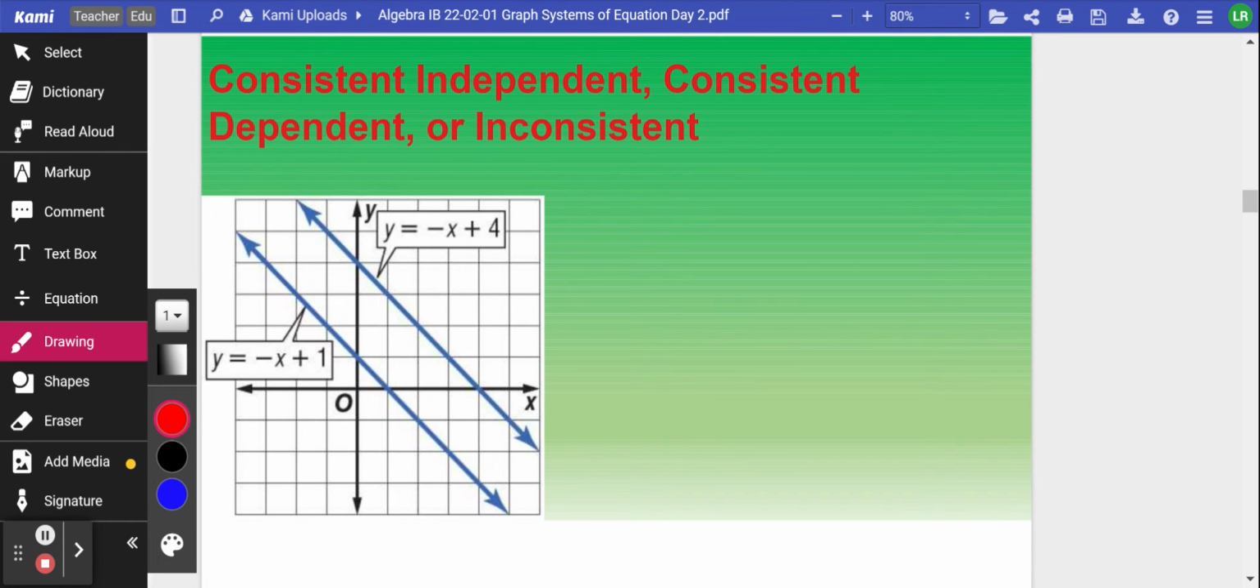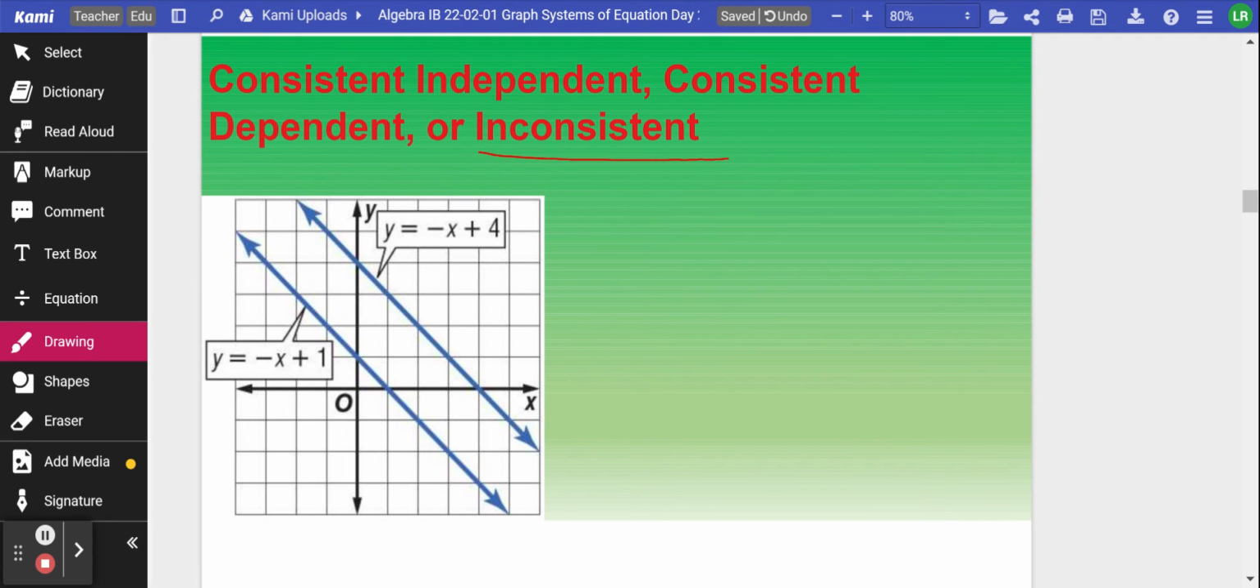So, here's the set of graphs. We decide, is this consistent independent, consistent dependent, or inconsistent? So the first thing I look at is, on my graph, do these lines cross ever? And they're parallel lines, so no, they're not going to cross. So this is going to be no solution as an answer, and this would be an inconsistent system, because the answer is no solution.